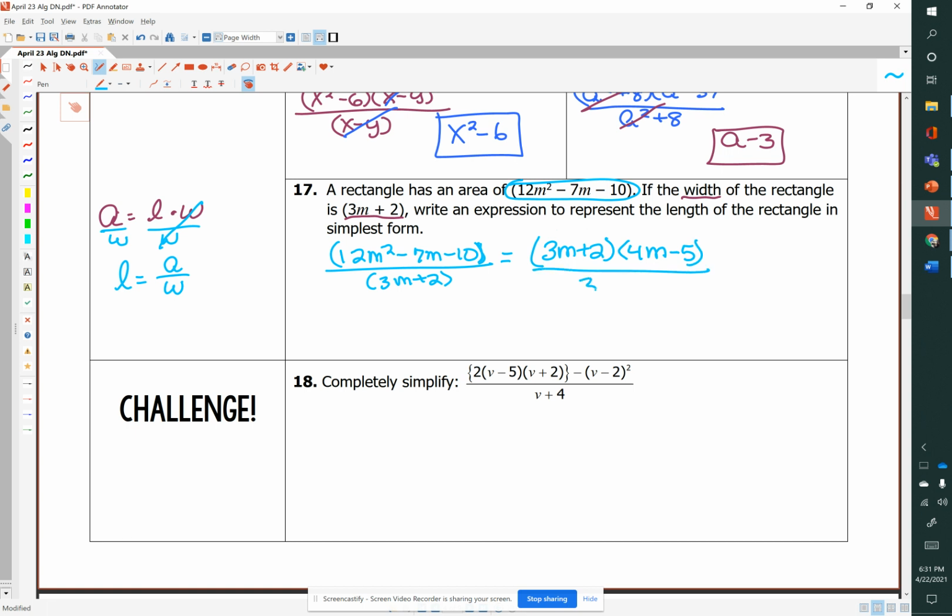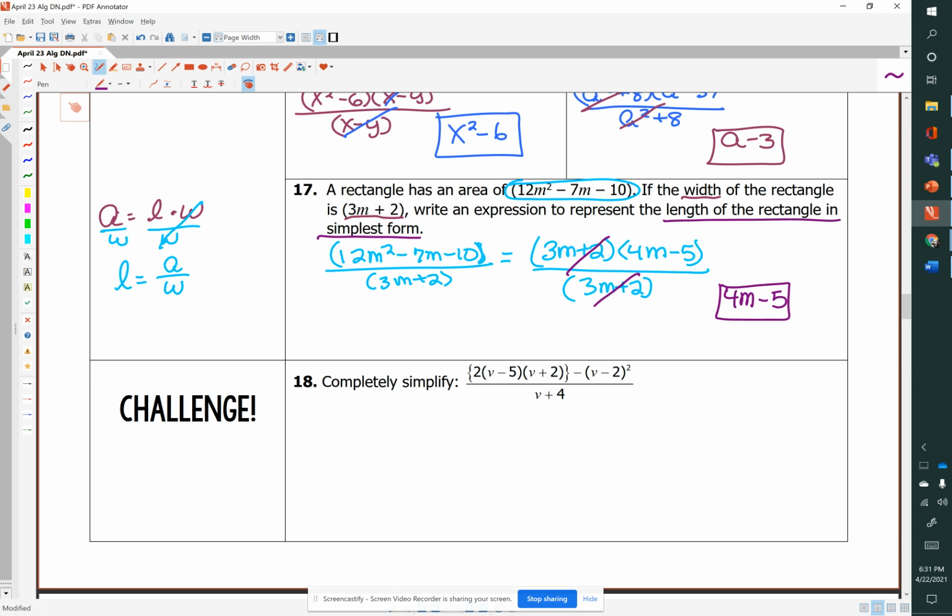Now, we divide it by 3m plus 2 and cancel the common factors. And then that means that the length of the rectangle in simplest form is 4m minus 5.